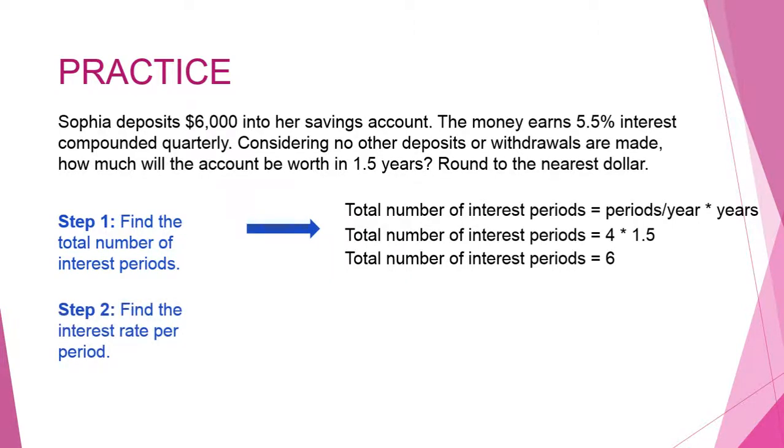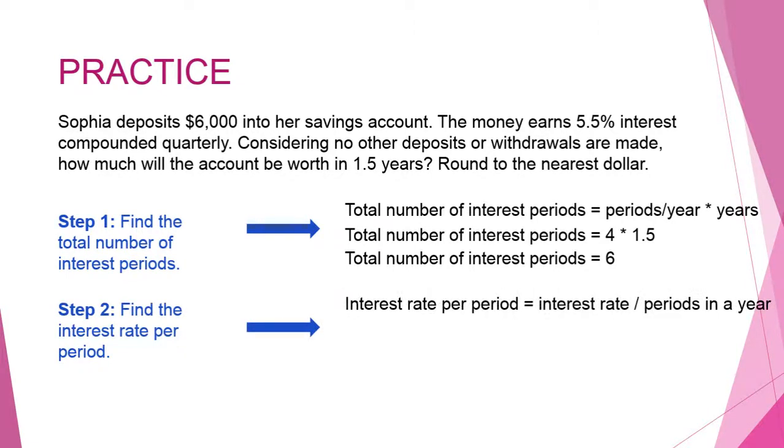The second step is to find the interest rate per period. To find the interest rate per period, we want to get interest rate divided by the periods in a year. Interest rate is 5.5%, and there are 4 periods in 1 year.